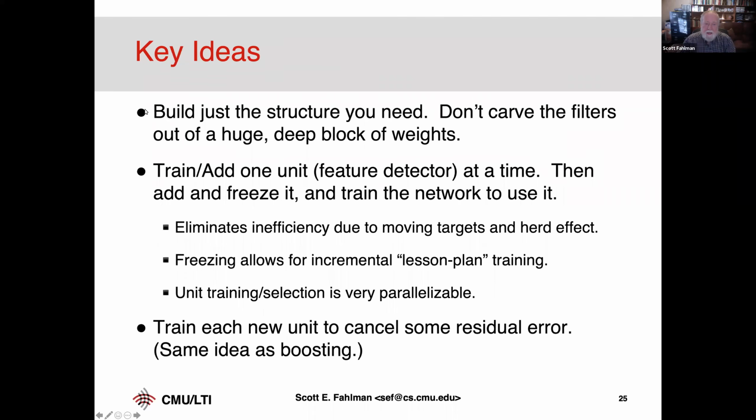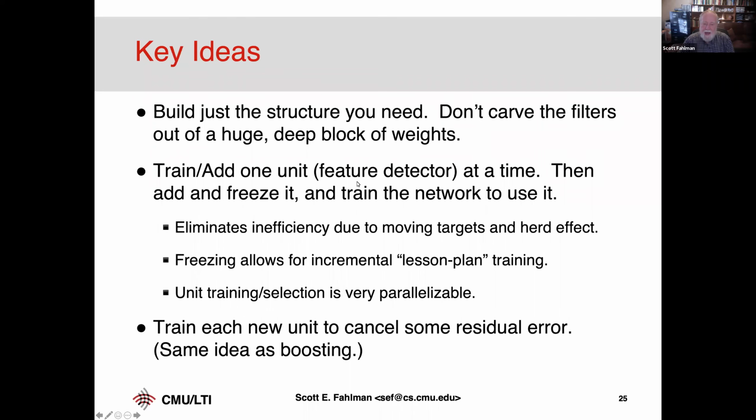So key ideas. Build just the structure you need. Don't carve the filters out of a huge deep block of weights, most of which will be wasted. There's been a lot of work now where you train a huge deep learning network and then you try to ablate away the stuff that's not doing any useful work and then have to retrain a bit. It's certainly more efficient if you can just build up from zero instead of taking a really huge network, training it, and then trying to carve bits away for deployment after it's trained. So build just the structure you need during training.